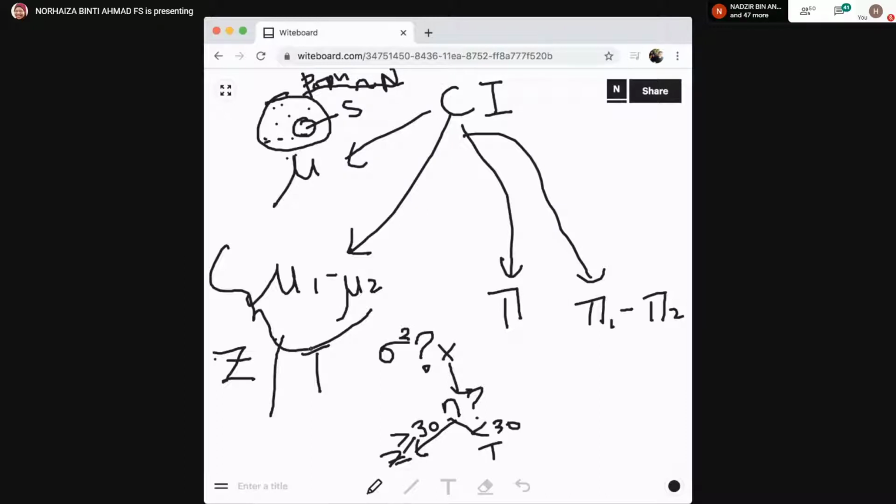But note that when you have the difference of two means, I would need to use an additional condition, which is to check whether the variances are the same or not the same. So that is for the confidence interval for the mean.